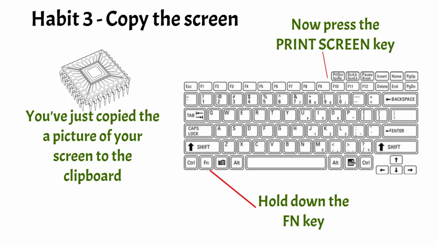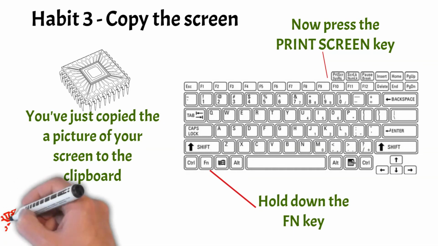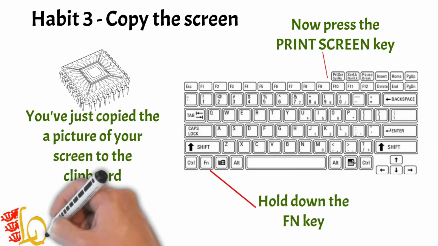Now, like I said, you might have to do a little Google search just to work out how it works for your computer. For example, on a Mac, you replace Control with Command and press Shift, Command, and the number 4. You can also look into something called screen snipping if you're working on Windows 10.